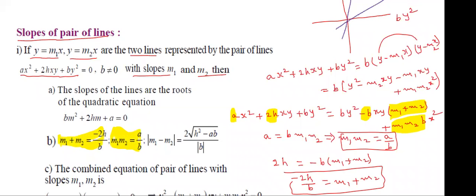Now the difference of the roots. What is the difference of the roots here? m1 minus m2 is equal to 2 into under root h square minus ab by mod b.